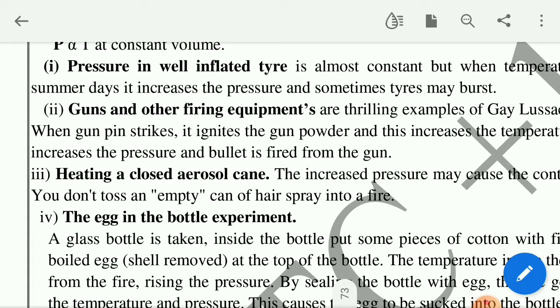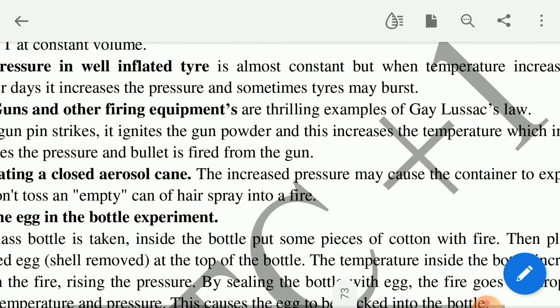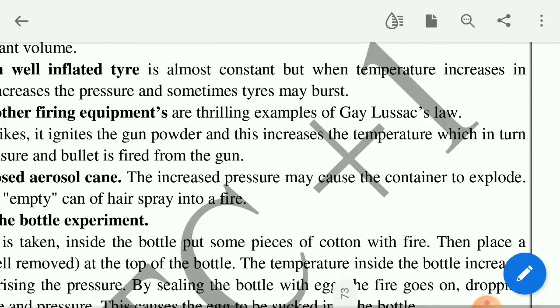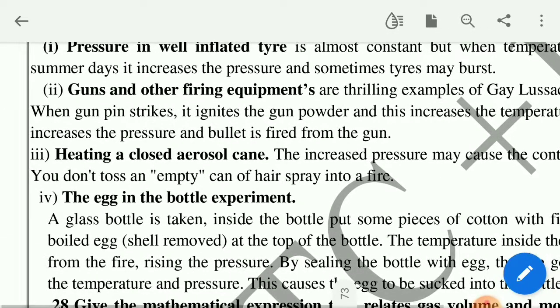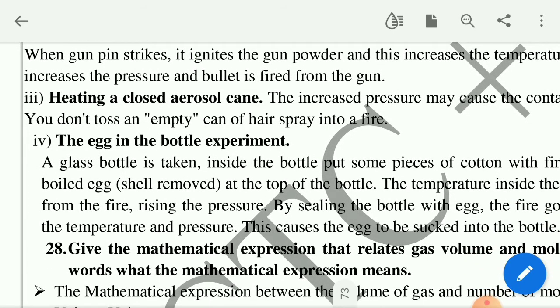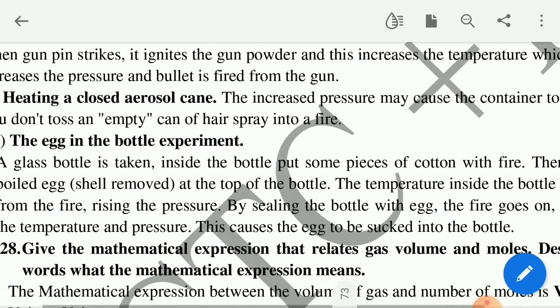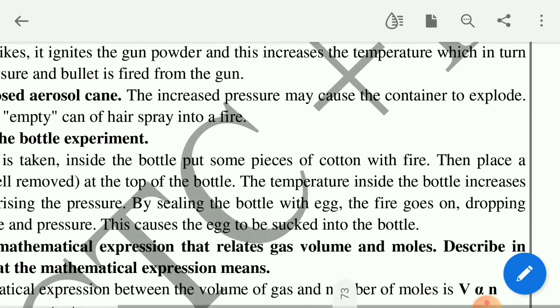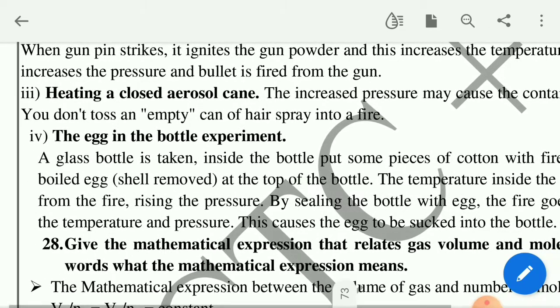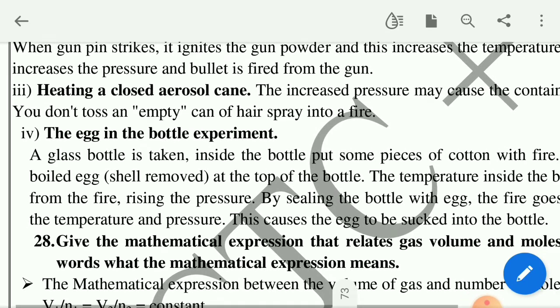Third, when heating a closed aerosol can, the increase in pressure may cause the container to explode. You don't blast an empty can of hairspray into fire. Then fourth, the bottle experiment. Take a glass bottle, put some pieces of burning cotton inside the bottle, then place a boiled egg, shell removed, at the top of the bottle.